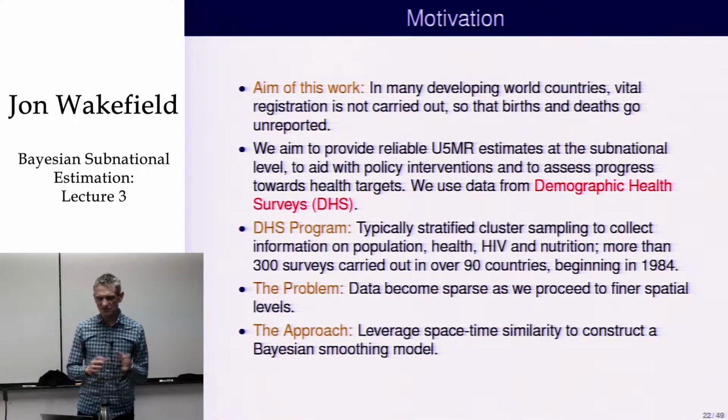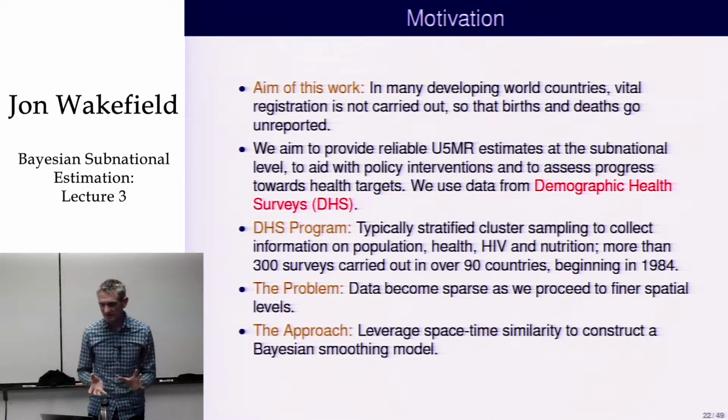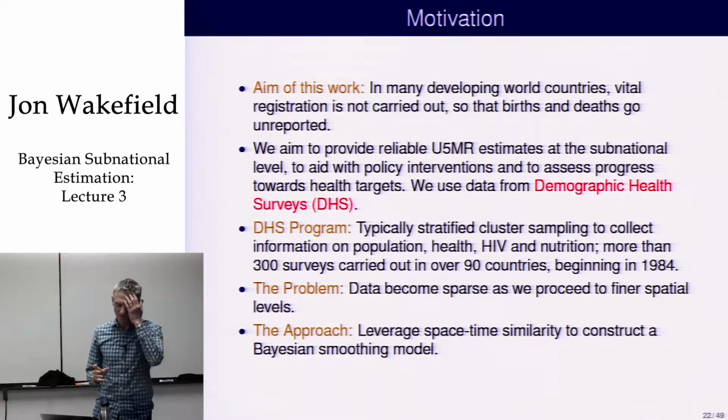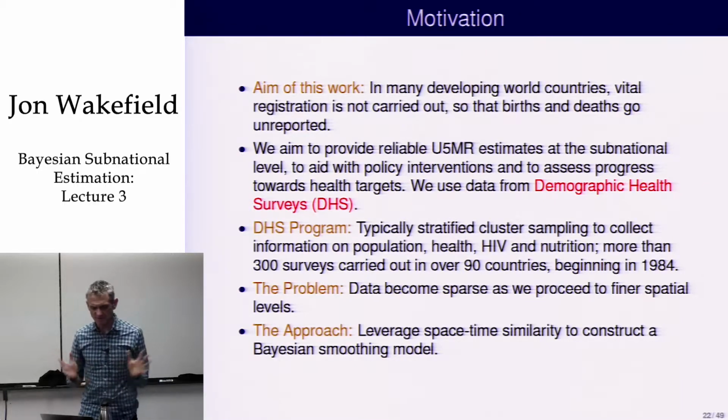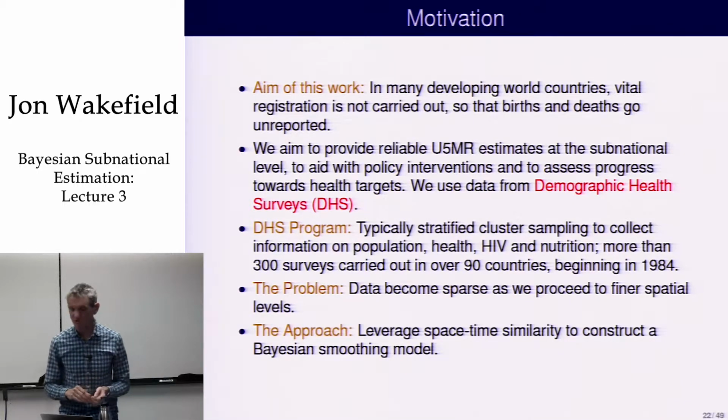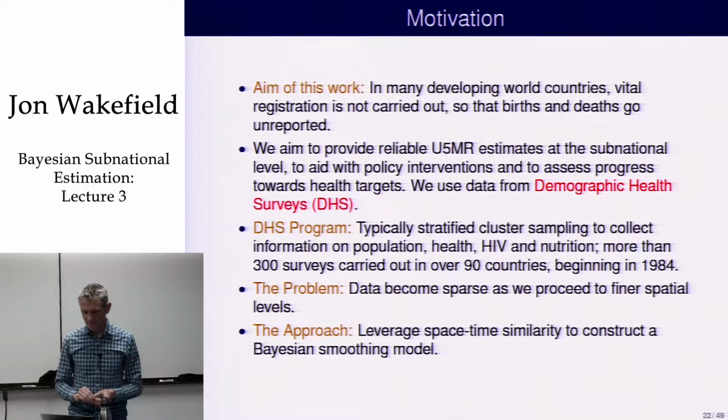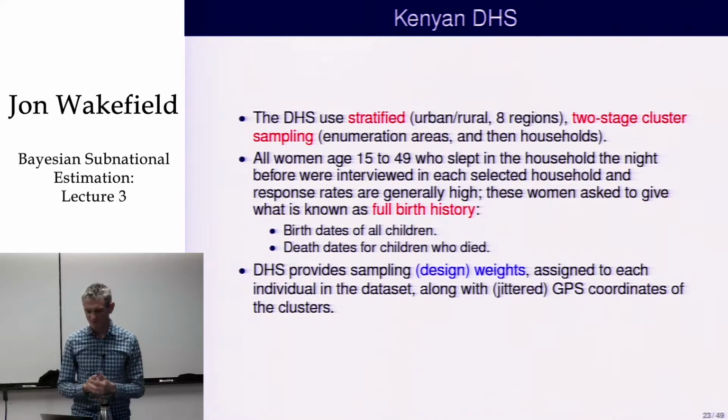If you remember, these have a stratified cluster sampling design, and they collect data on lots of different health and demographic variables. And there have been hundreds of these surveys carried out in many countries for many years. And so we have this sparsity problem, and so we want to try and do some space-time smoothing.